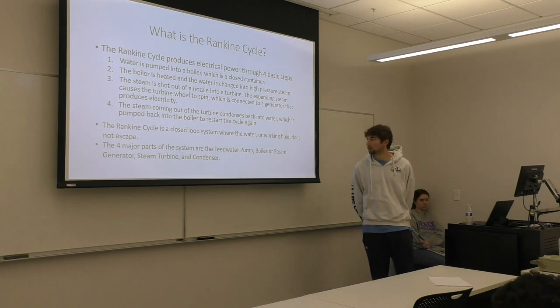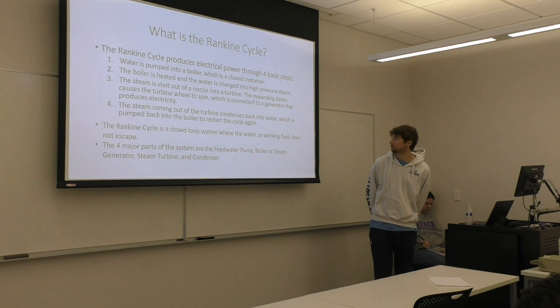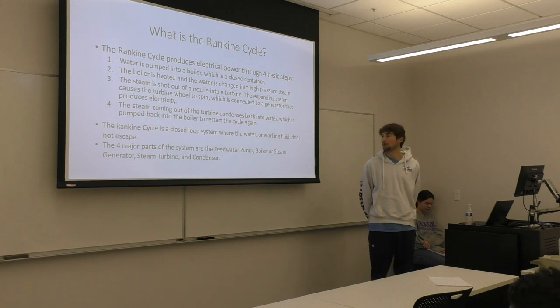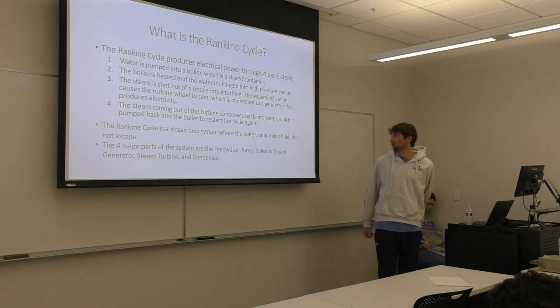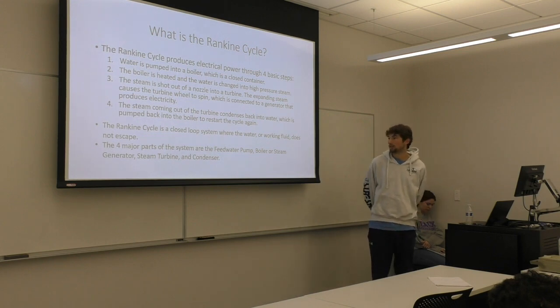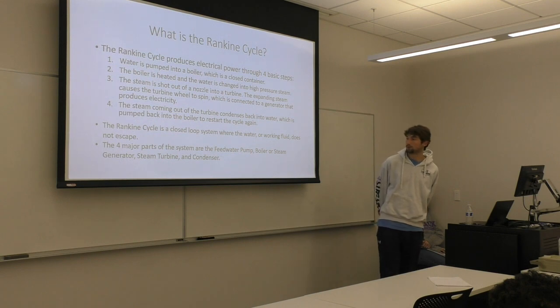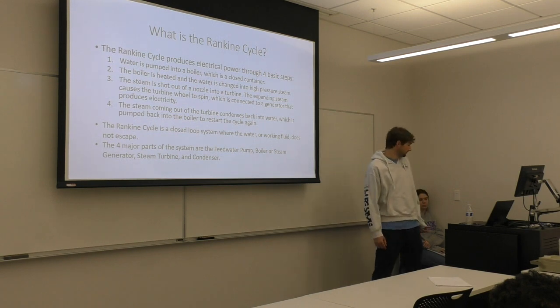So the cycle is a closed-loop system where water is the working fluid, and there are 4 major parts of the system: the feed water pump, the boiler or steam generator, the steam turbine, and the condenser.